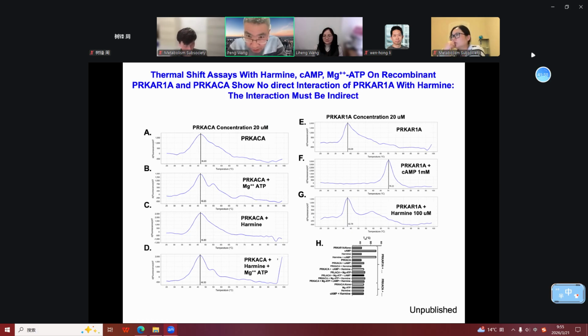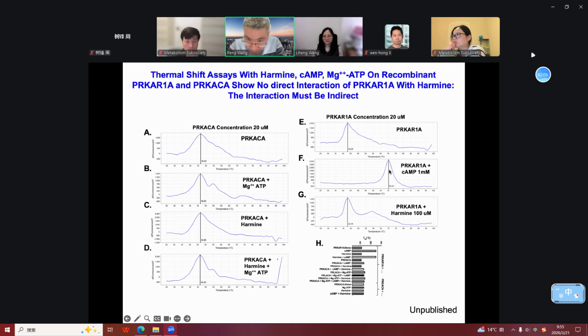So you can see here the different temperatures. With the vehicle, you can see all the PRK-AR1A peak is here. It's degraded with the higher temperature. However, when they add the second AMP, it can protect this protein from degradation. The peak shifts to here. This is called thermal shift to 70 degrees.